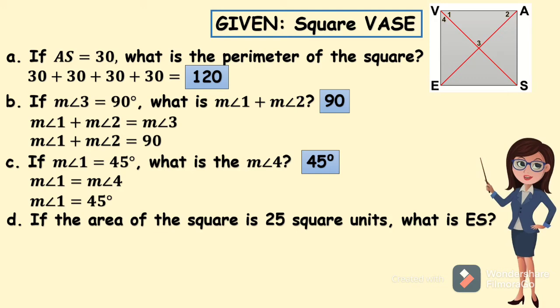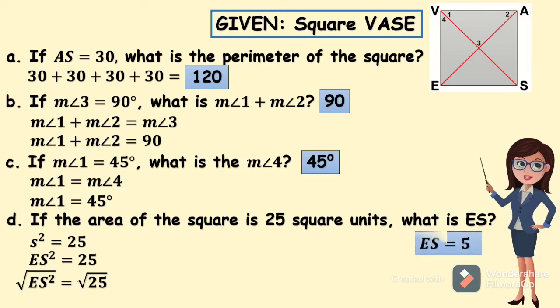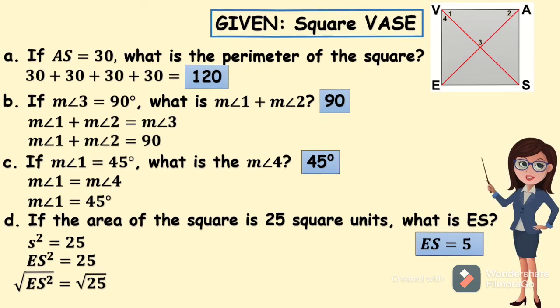Letter D, if the area of the square is 25 square units, what is line ES? We all know that in getting the area of a square, area is equal to s squared. Since our area is already given, which is 25 square units, we have s squared is equal to 25. To get line ES, we need to take the square root of both sides. So the square root of ES squared is equal to the square root of 25, and we get line ES as 5, because 5 times 5 is 25.